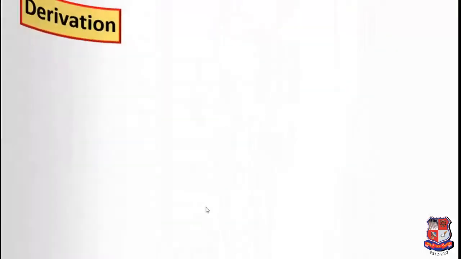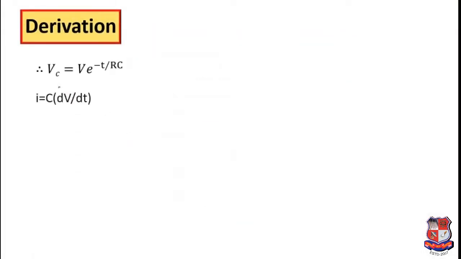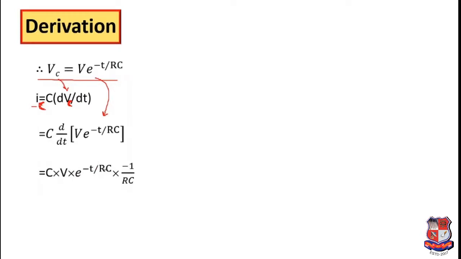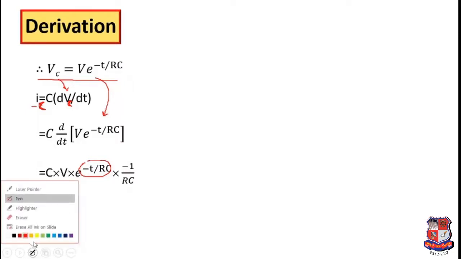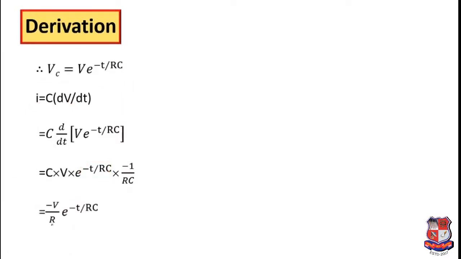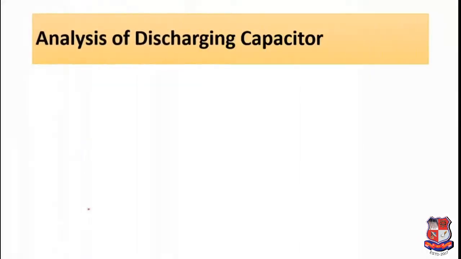Similarly, you can also find capacitor current or discharging current. We know that Vc is this, so you just have to find Ic. Ic is nothing but C dVc by dt. You know the value of Vc. Keep this over here and differentiate it with respect to t. So it is C into d by dt of this equation. When you do this, you will get C into V into e raised to minus t by RC, and differentiation of minus t by RC will be minus 1 by RC. So it will be minus V by R e raised to minus t by RC. So you will get the Ic answer.